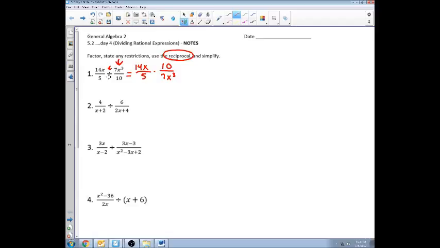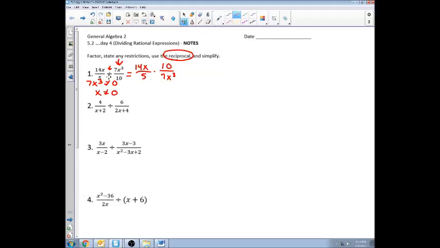So now what we need to do is go back to step 4 real quick, and we're going to check to see if we have any restrictions. Well, now that I have 5 on the bottom left, there's no restriction there, but I have 7x to the third on the bottom right. So I can have a restriction from 7x to the third. x cannot be equal to 0. Remember, I said if you have a monomial in your denominator and it has a variable, then your restriction will be that the variable cannot be equal to 0.